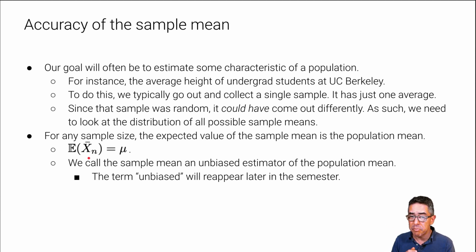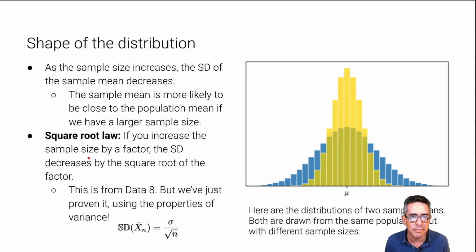So it doesn't have a built-in shift, a built-in error, a built-in bias, and this is why we use the term unbiased. As you can imagine, in general, we tend to look for unbiased estimators. But the point is, this is thinking about distributions, right?